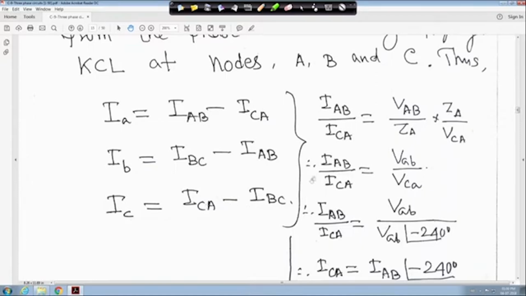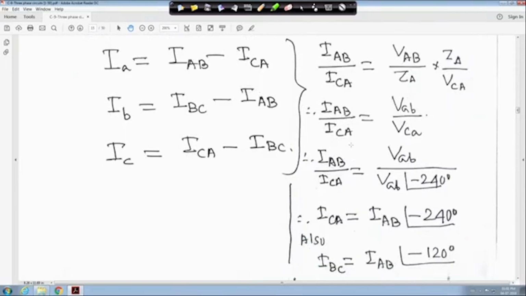Now, IAB is equal to VAB upon Z delta and ICA is equal to VCA upon Z delta. If you take IAB upon ICA, it will be VAB upon Z delta into Z delta upon VCA. So, Z delta will be cancelled. So, IAB upon ICA actually will be VAB upon VCA. It is proportional, the phase currents IAB and ICA are in the same ratio as the line to line voltages VAB upon VCA, right.